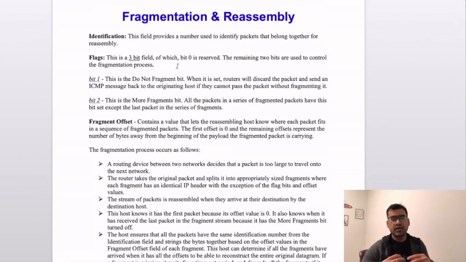If do not fragment is set, it is telling the router that this IP packet is not eligible for fragmentation. So if you cannot handle this big packet, just drop it, but it doesn't allow it to fragment. And bit 2 is set for more fragments, which says yes, you can fragment it, and there are more packets coming behind me which belong to the same flow. And when the more fragments field is set to 0, that means I'm the last packet.